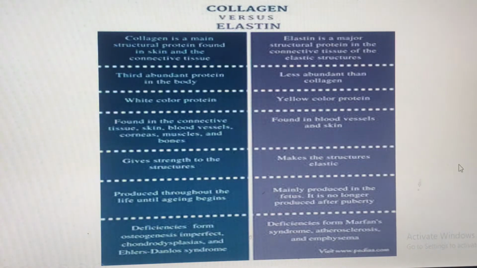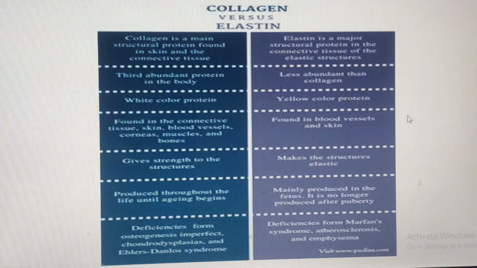Having seen collagen and elastic fibers, what is the distinction? What are we going to use as distinction? Collagen is the main structural protein found in skin and connective tissue. The abundant type of fiber that we're going to find is the collagenic fiber, while elastic fibers form the majority of connective tissue of elastic structures. For instance, you see them in the lungs and in the tunica media of some blood vessels. Even in elastic cartilage, you see elastic fibers over there.